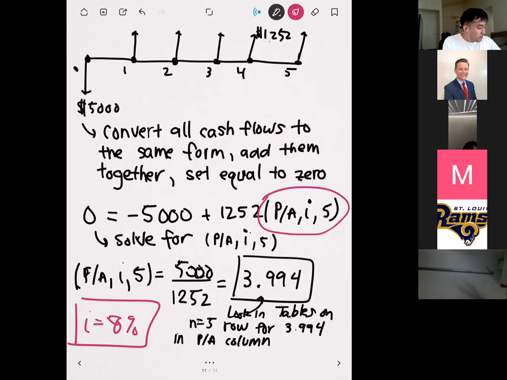Okay. Any questions on this? Yeah, I have a question. Yeah, what's up? So if the number 3.994 is right in between two numbers, do you want us to interpolate? Yeah, actually that's exactly what I want you to do.